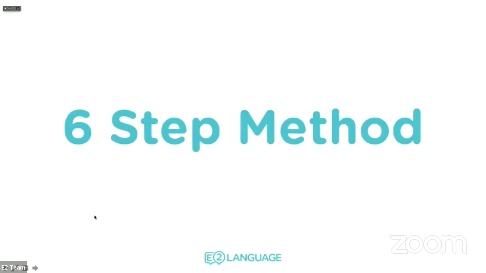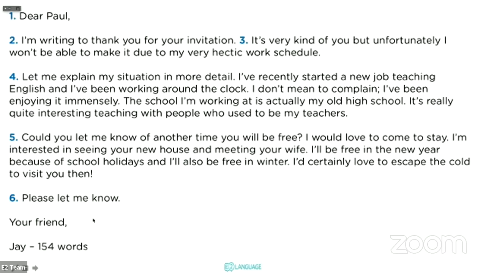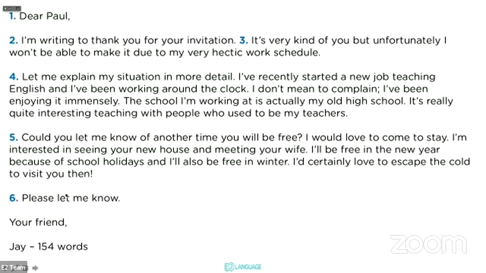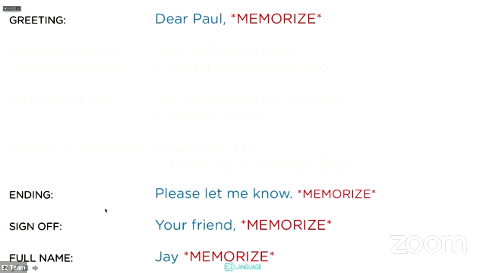You'll notice that here in blue there are 6 little numbers. You can see here we've got number 1, we've got a greeting. Number 2, we have a reason for writing. Number 3, we have some more background information. Here we have specific details and more information. Here we have a request or a suggestion, and here we have 3 parts: please let me know, a sign off, your friend, yours sincerely, yours faithfully, and your name, something like that. Let's look closely at what these are.